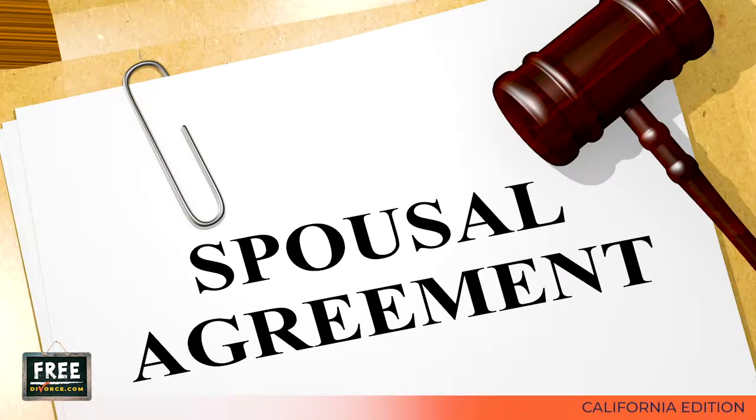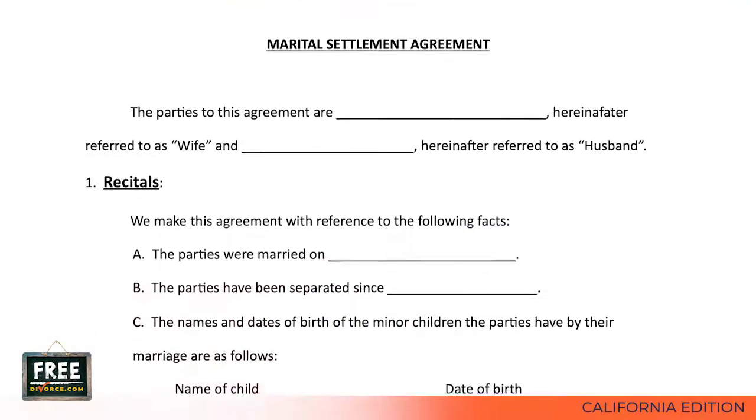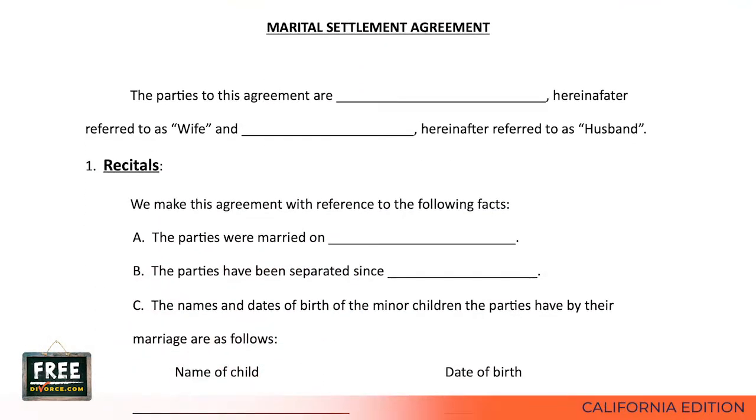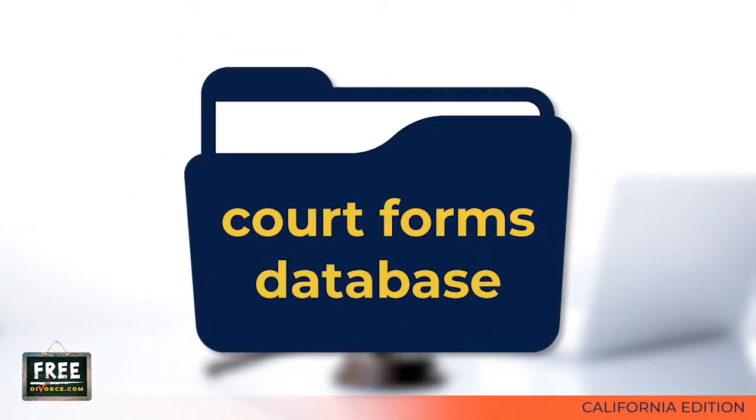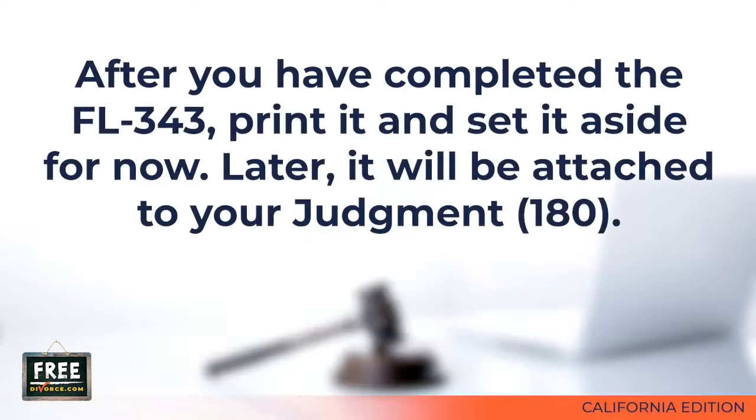If the spousal support agreement I reach with my spouse does not really fit the FL-343 form, are my options to either add an attachment or use the marital settlement agreement template approach? That's correct. Are blank and completed versions of the FL-343 contained in our court forms database? They are. After I finish filling out the FL-343, do I set it aside for now because I will later attach it to my FL-180 divorce judgment form?